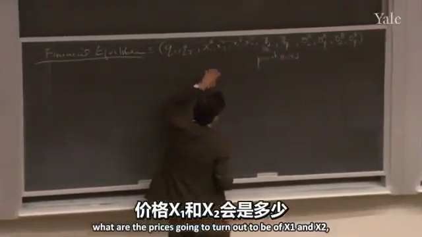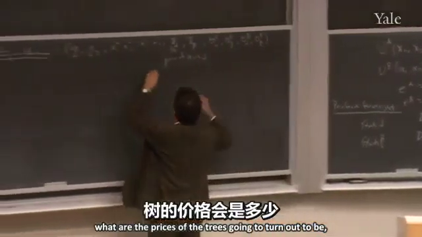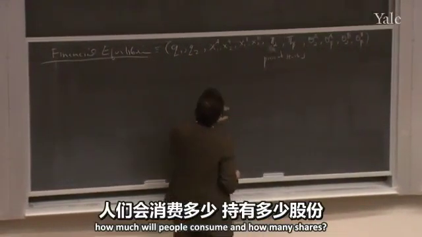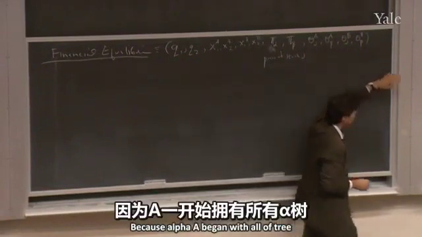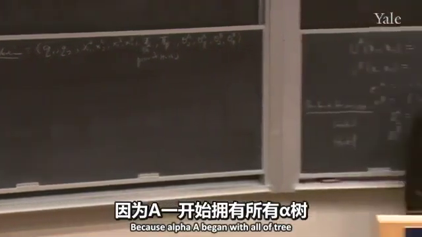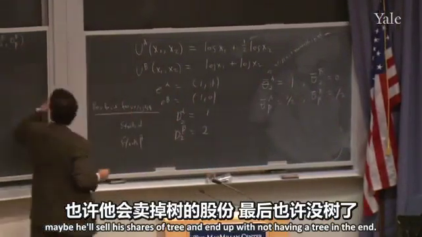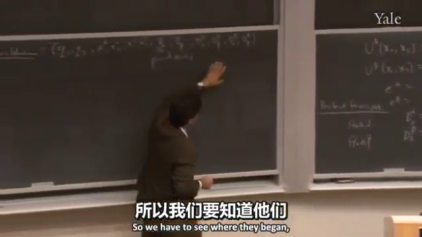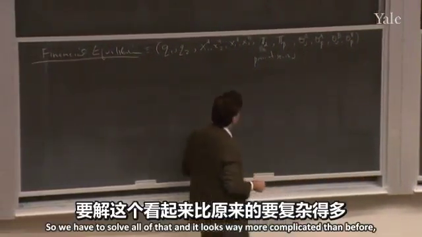Okay, so that's the original economy, and the equilibrium is going to be: what are the prices going to turn out to be of x1 and x2? What are the prices of the trees going to turn out to be? How much will people consume, and how many shares? Because A began with all of the alpha tree, maybe he'll sell his shares of the tree and end up not having a tree in the end. So we have to see where they began, the stock ownership to begin with, and where they end up. That's what we have to solve.